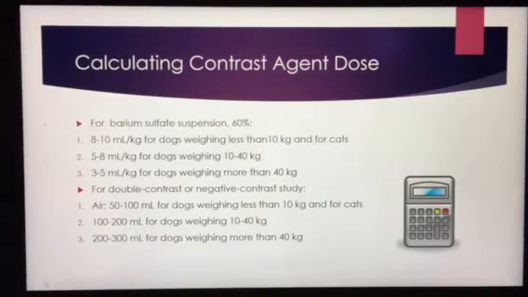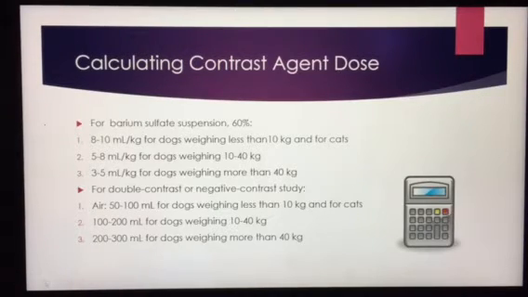Calculating contrast agent doses. For barium sulfate suspension, administer 8 to 10 mL per kg for dogs weighing less than 10 kg and for cats. Give 5 to 8 mL per kg for dogs weighing 10 to 40 kg and give 3 to 5 mL per kg for dogs weighing more than 40 kg.